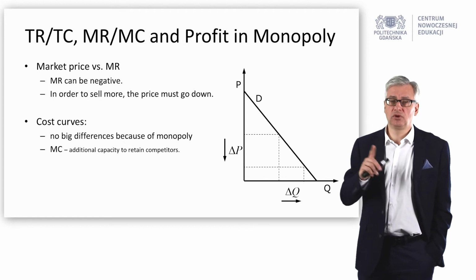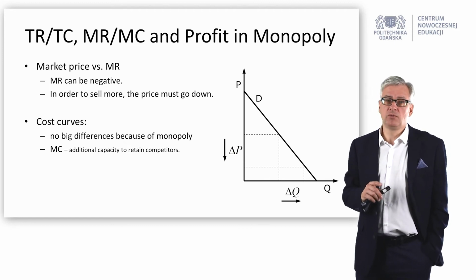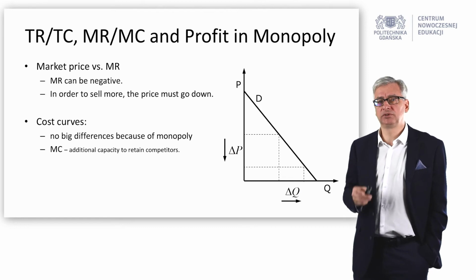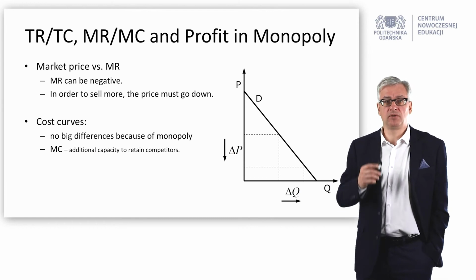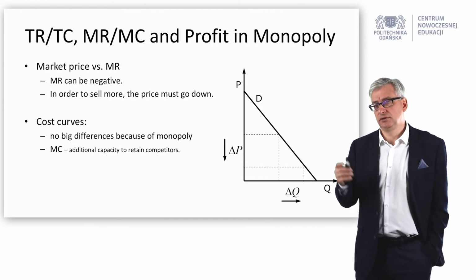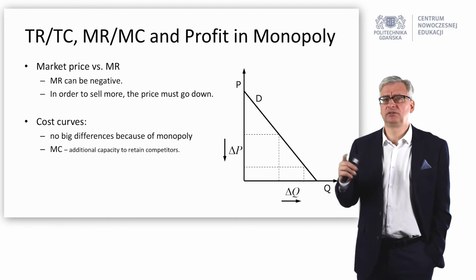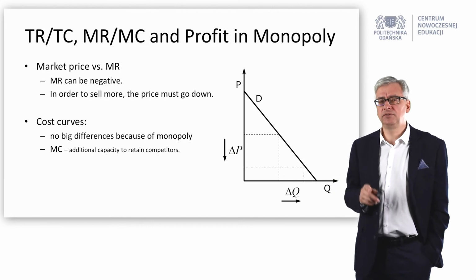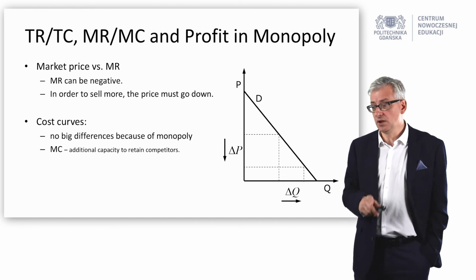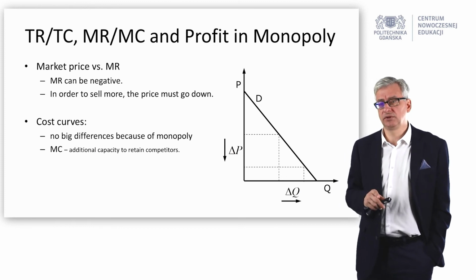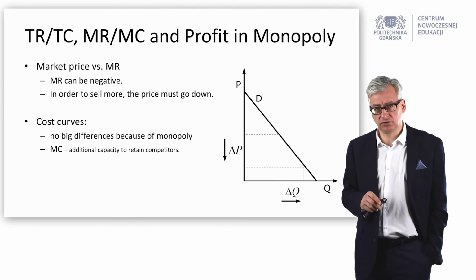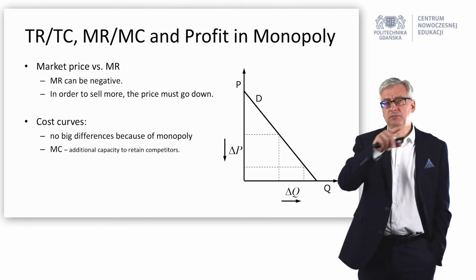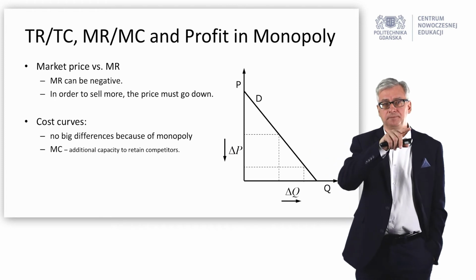When it comes to cost curves, we wouldn't say there are any important differences here. The shape of the curves is pretty universal. It is kind of the same for perfect competition and monopoly. The only difference can be with regard to marginal cost. It is possible sometimes that this marginal cost in pure monopoly can be horizontal, can be flat.